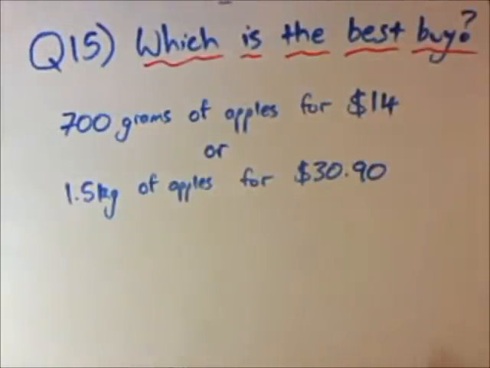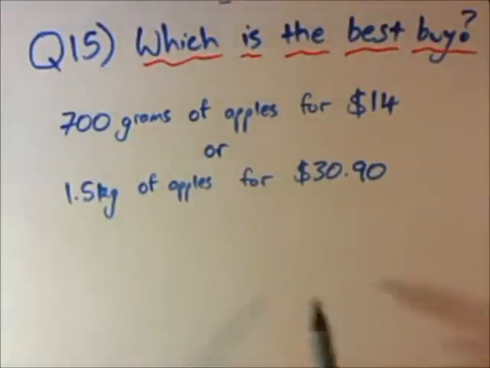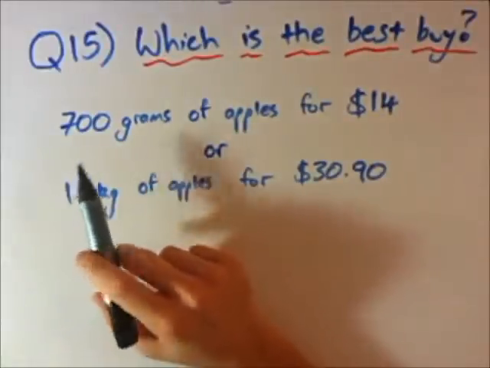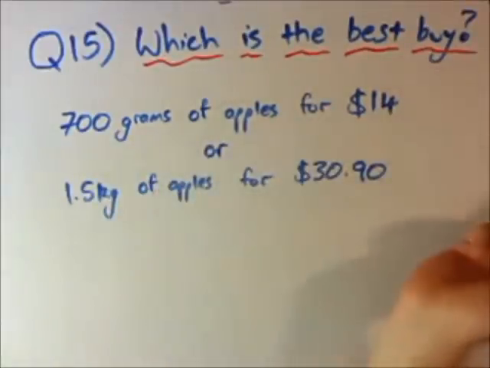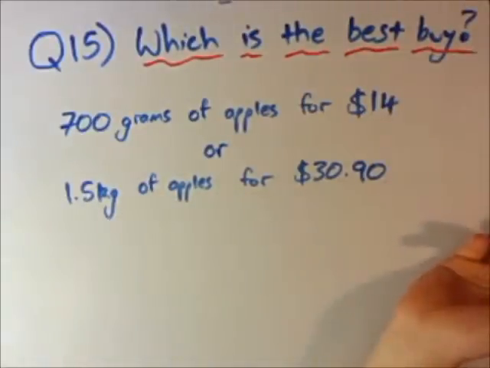Question 15 is a worded question which brings in what we looked at with ratios and fractions, and it's quite a good question. It's quite lifelike, really. Let's say that we went shopping one weekend and we bought at say, Aldi, 700 grams of apples for $14. The next weekend we went to Woolworths and we got 1.5 kilograms of apples for $30.90. And our parents asked us, what was a better buy there?